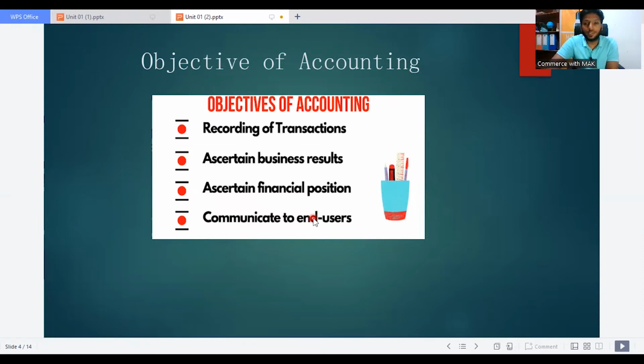Now, for example, you might learn something called asset equals capital plus liability, which you should have learned in your O levels, but I'm just reminding you of the same thing. Ascertaining financial position is where you are comparing your asset with the capital and liability. If your asset is greater than your capital and liability, then of course you're doing a great business. But when your liability exceeds the asset, then you are not doing a good business. Communicate to end users are the shareholders who have invested in the business, and not only the shareholders, even stakeholders fall into this category. So satisfying those stakeholders is a part of this communication.